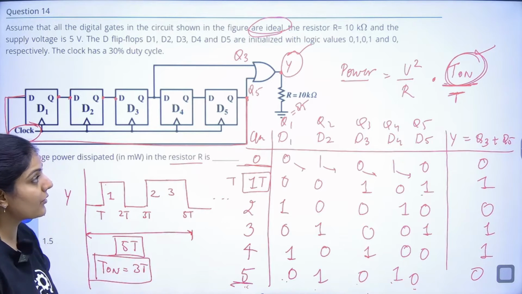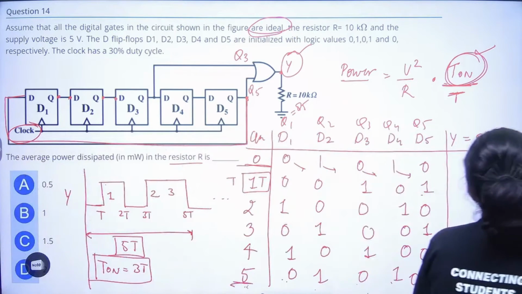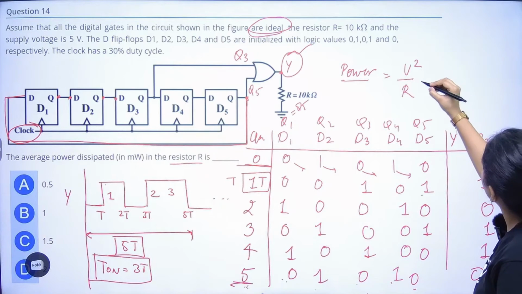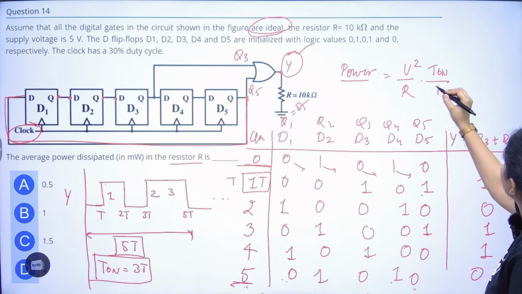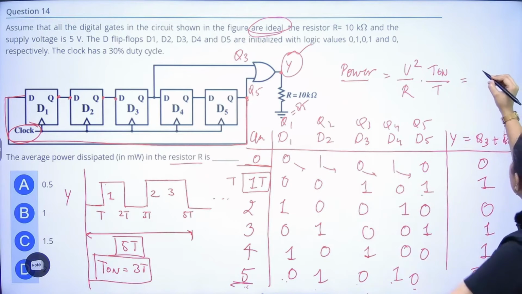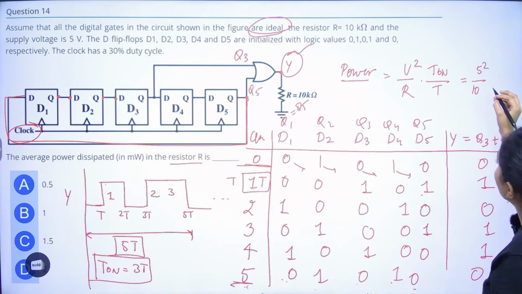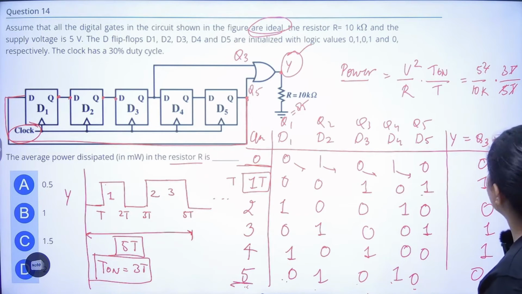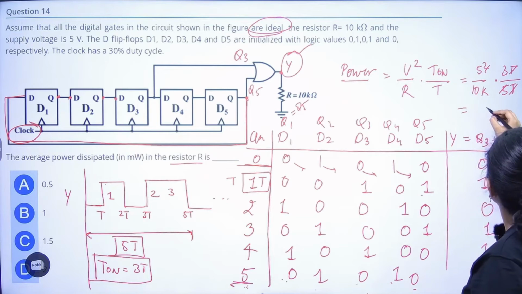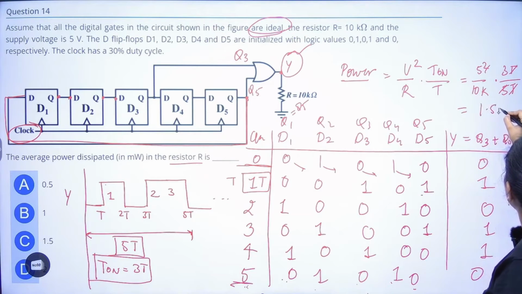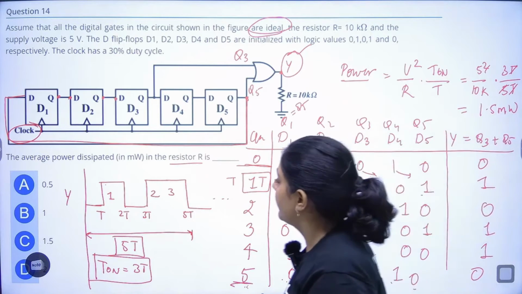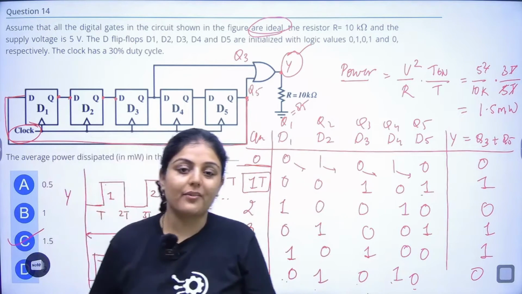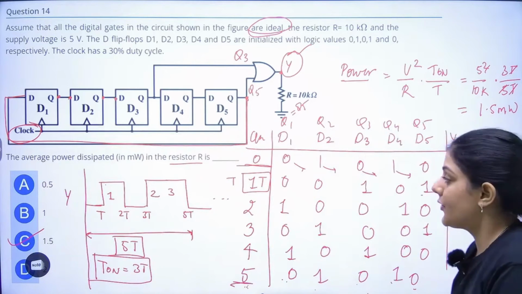Now we have all the values in order to solve for our power. So power will be equal to V, which is given as 5, over 10K, times T on, 3T, divided by 5T. This and this cancel out. 5 into 3 is 15, so 1.5 milliwatt. So 1.5 will be your correct answer. Understood?